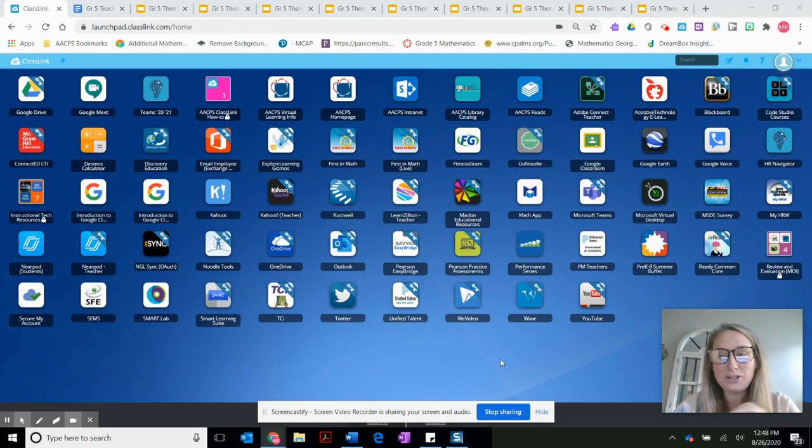So first things first, you can see here that I just have ClassLink up to get to our new resources that we're going to be using for our virtual instruction. We're going to go to Blackboard.